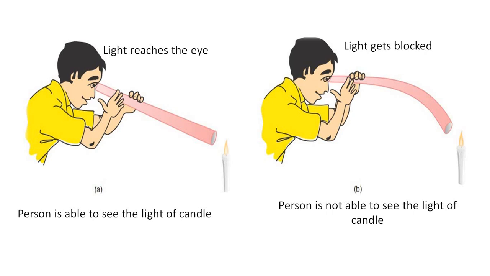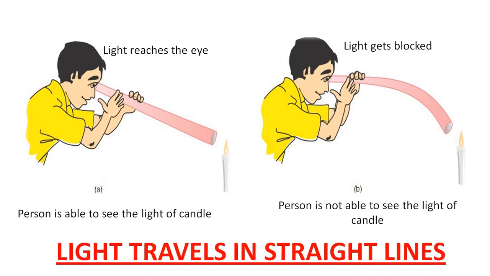So children, this shows that light travels in a straight line. In the first case, when the pipe was straight, light reached the eye. But when you bend the pipe, light gets blocked and does not reach the eyes. So this proves that light always travels in a straight line.